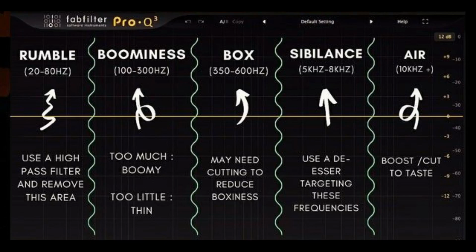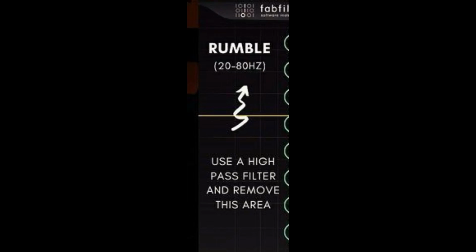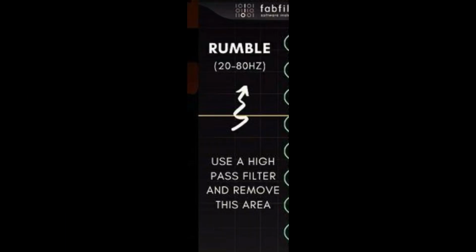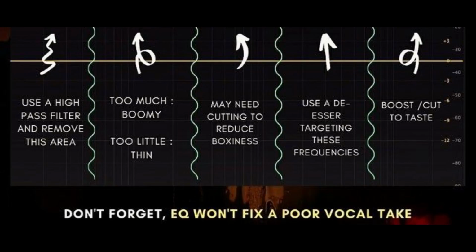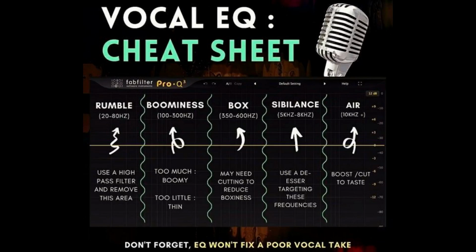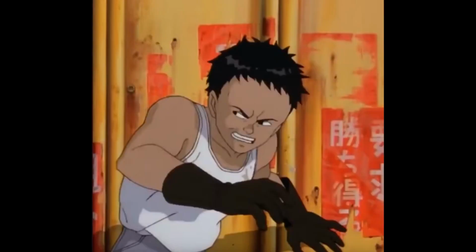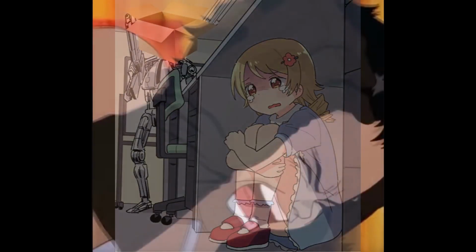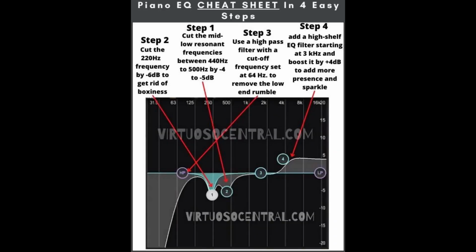Oh, they're everywhere. Rumble, use a high-pass filter and remove this. What? Use a high-pass filter and remove 20 hertz to 80 hertz? Look, don't forget, EQ won't fix a poor... oh, we're talking vocal EQ. Okay, that makes much more sense. Okay, rumble, booming, box. The boxes are back. They're always here. I am going to die.